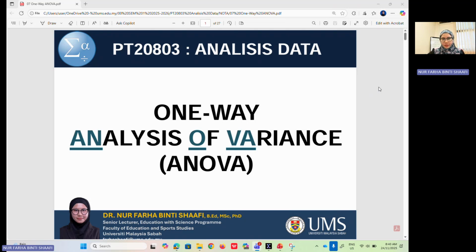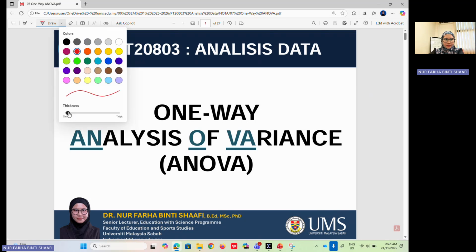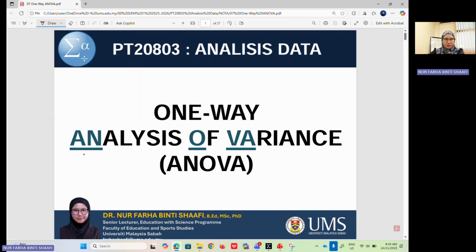So wherever you are, today we need to continue our class on One-Way ANOVA. The term ANOVA itself comes from analysis of variance, as you could see here. In short, we call it ANOVA.